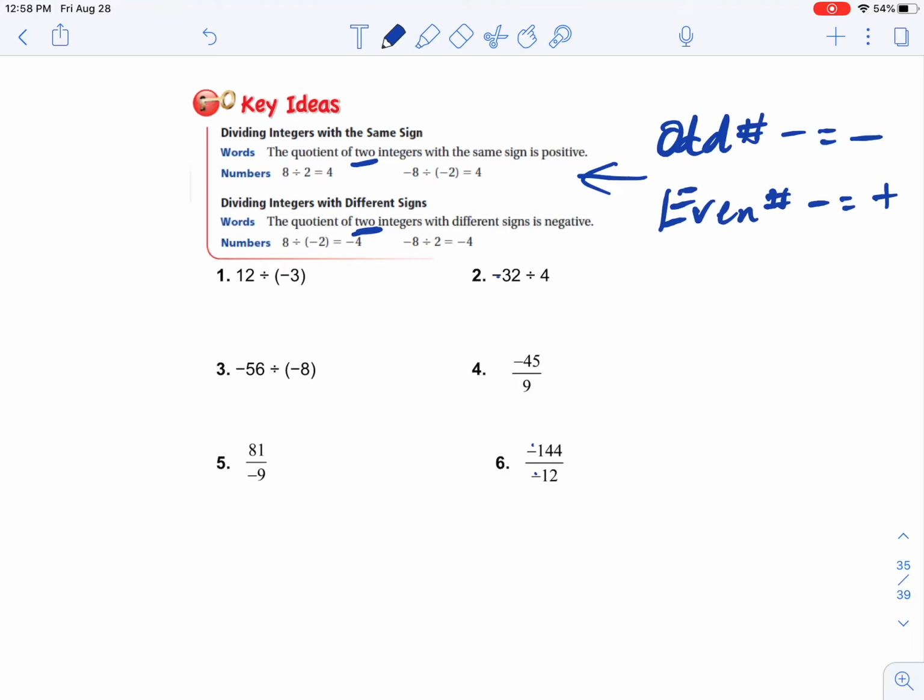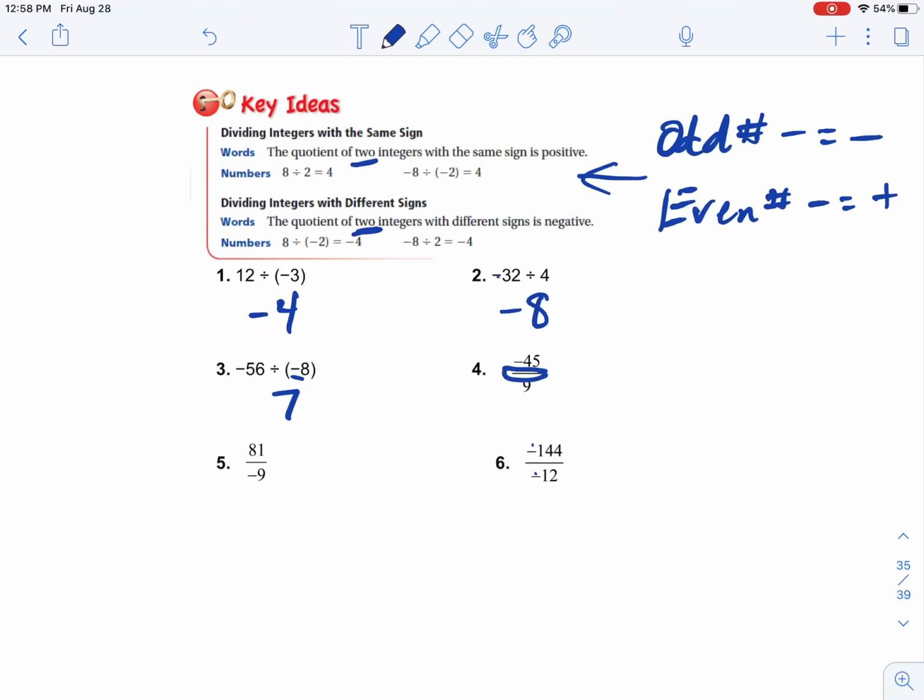So just do the math again. 12 divided by 3 is 4. There's one negative, so that makes it a negative 4. 32 divided by 4 is 8. There's one negative in that problem, so that makes it a negative 8. 56 divided by 8 is 7. There are 2 negatives in that problem. Therefore, it makes it a positive 7.